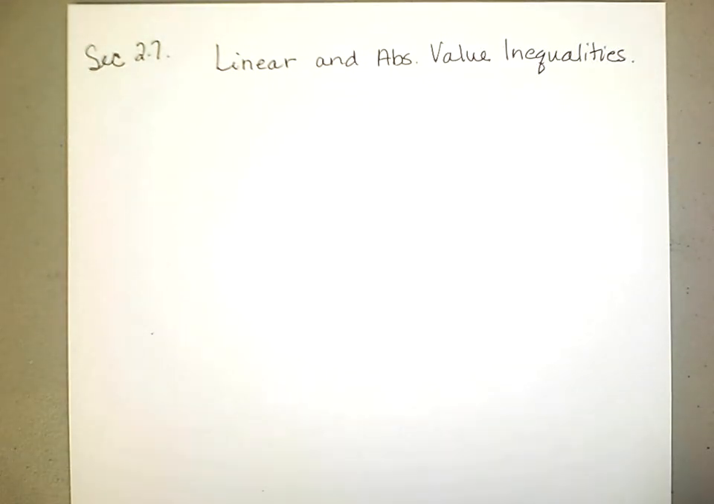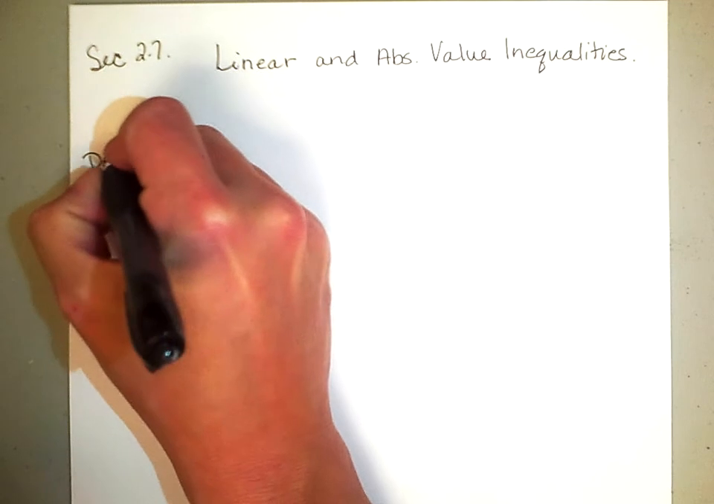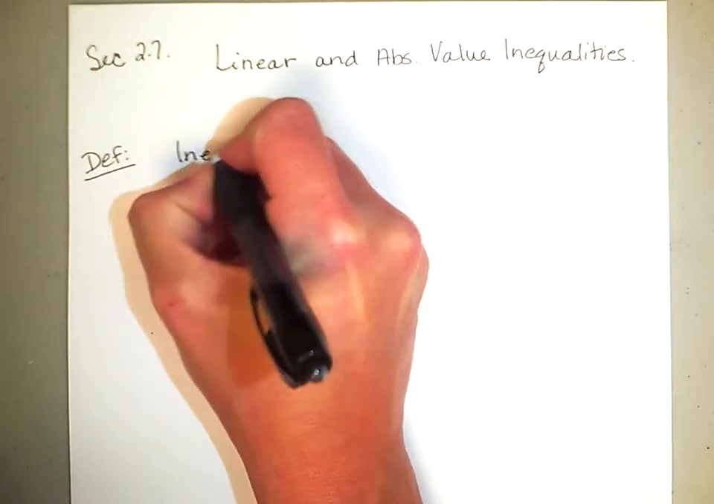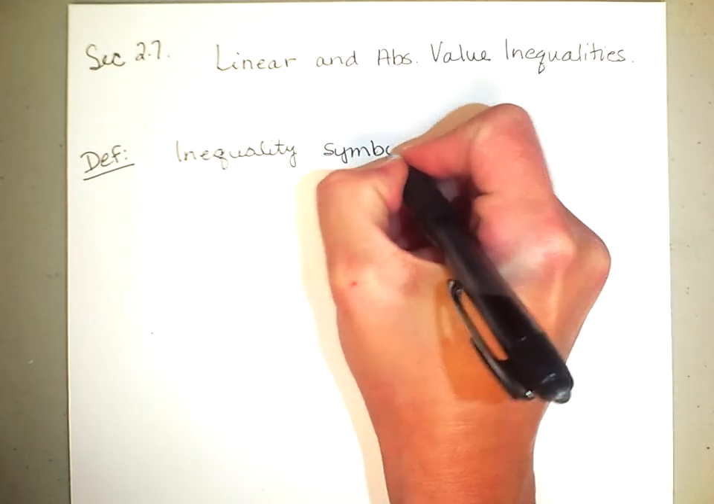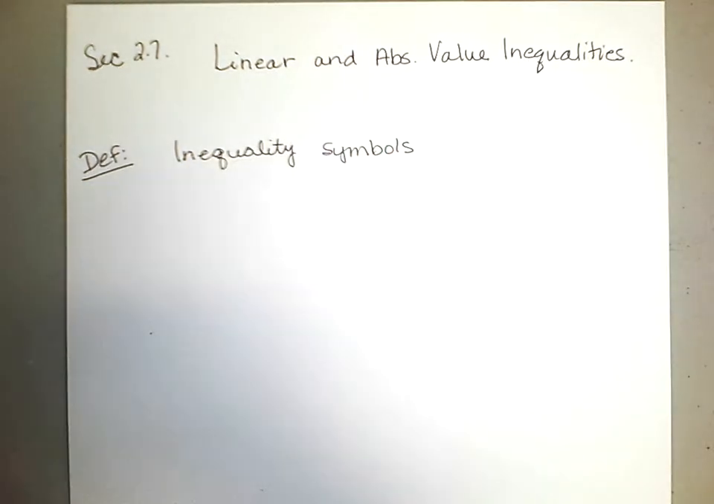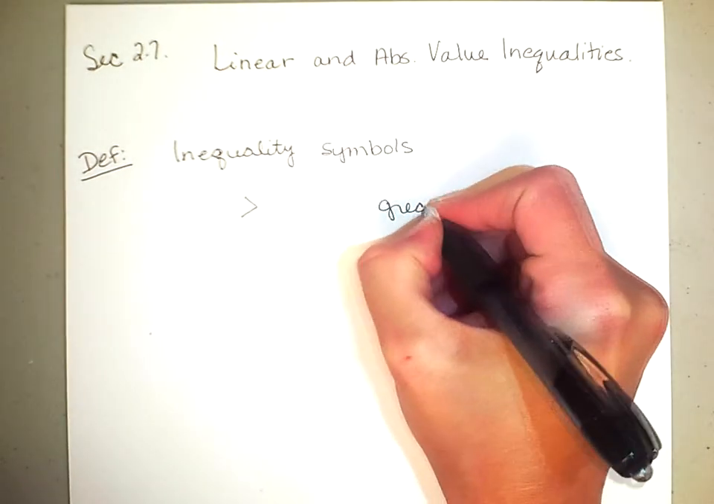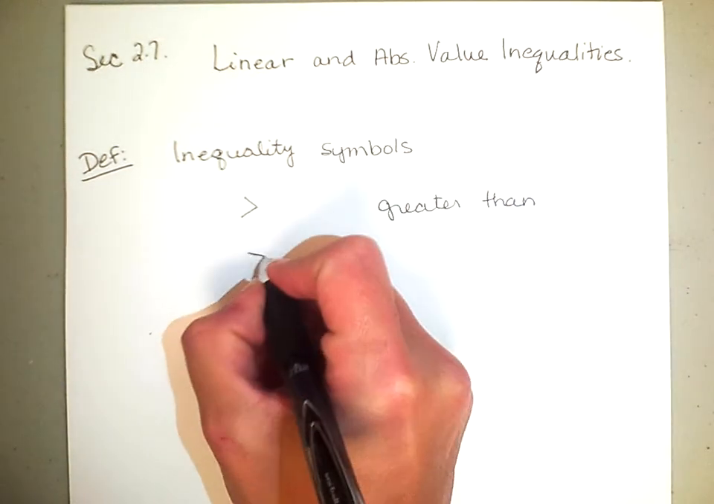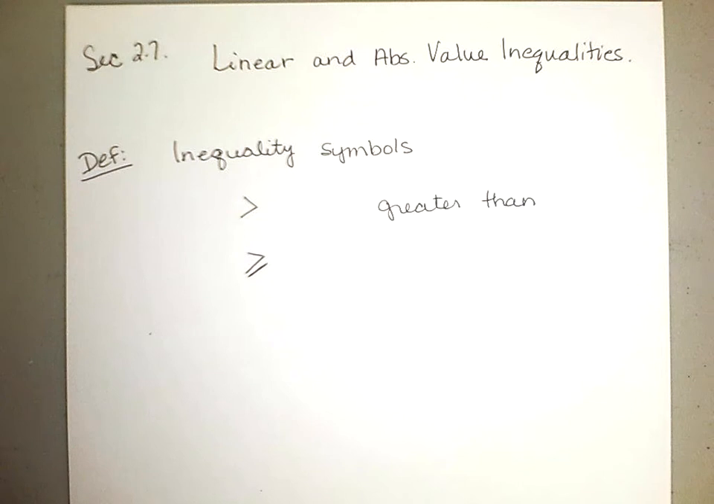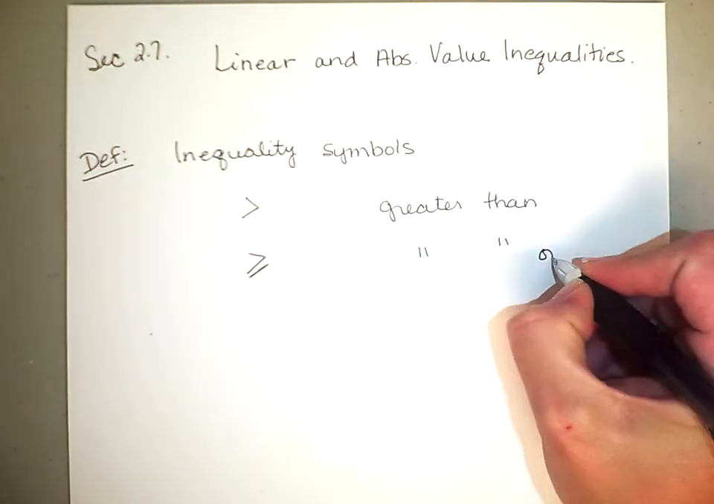Up till now, we've been talking about linear and absolute values in terms of equality. Okay, that is, they have an equal sign. So what are our inequality symbols? For example, this is the greater than symbol. I can make a small modification to that symbol and put a line underneath it, and that is greater than or equal to.